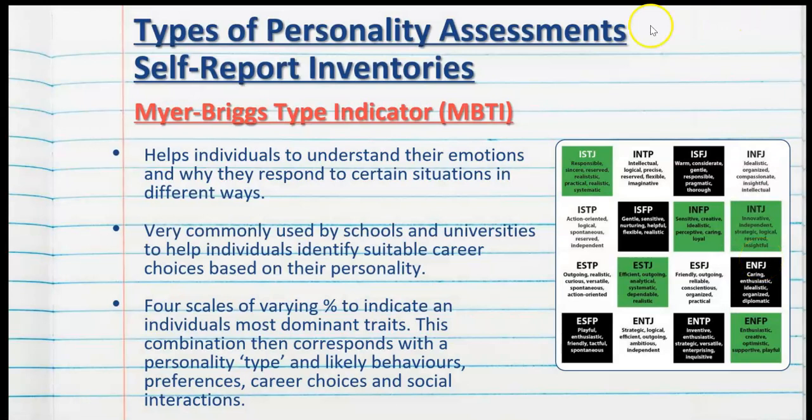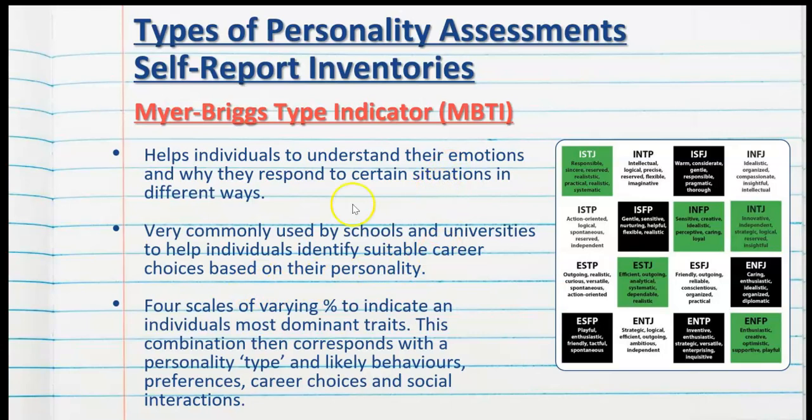Okay, so let's go through the different types of self-report inventories. One of the most common and most widely used is certainly the Myers-Briggs Type Indicator, or MBTI. This is helpful for individuals to understand their emotions and why they would respond in certain situations in different ways. It's very commonly used by schools and universities to help individuals identify suitable career choices based on the personality they give at that time.